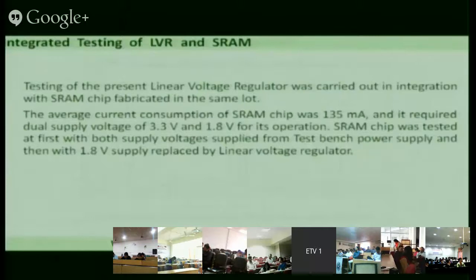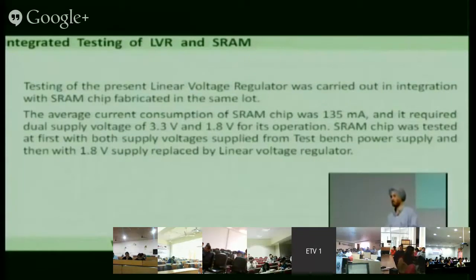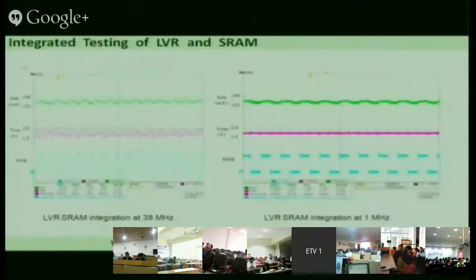Now, as I told you, this chip was used with a memory chip, because the memory required two voltages, 3.3 and 1.8. From the outside only 3.3 volt is given, and 1.8 volt is generated by this chip and supplied to the memory. And these are the results of integrated testing using LVR and SRAM. Now I will explain what it means.